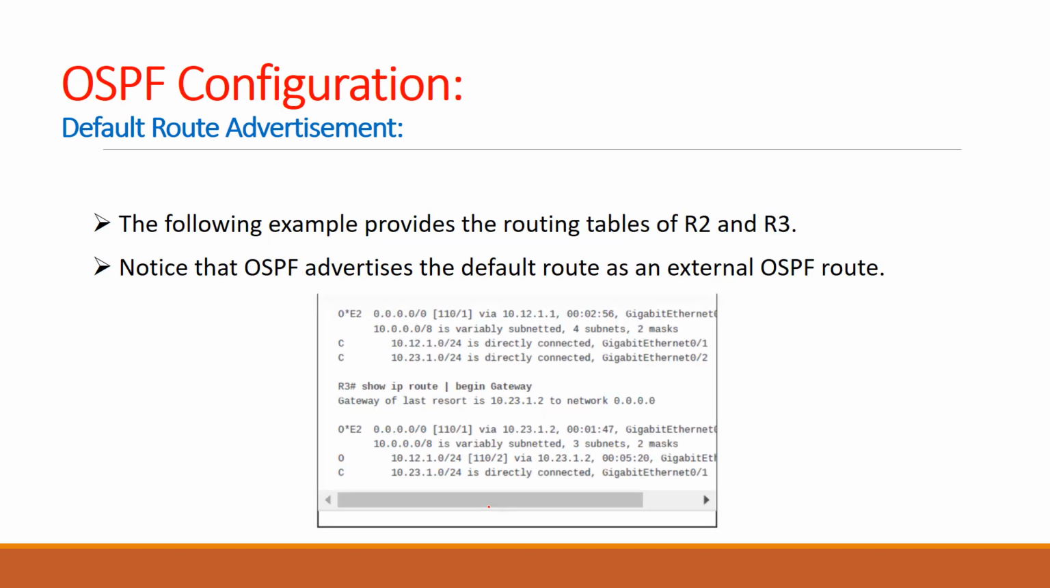As we saw, the following example provides the routing tables of R2 and R3, and as you can see here, the default route is presented as an external OSPF route.